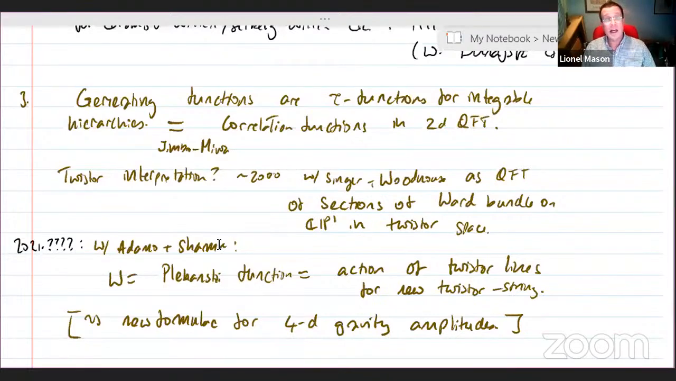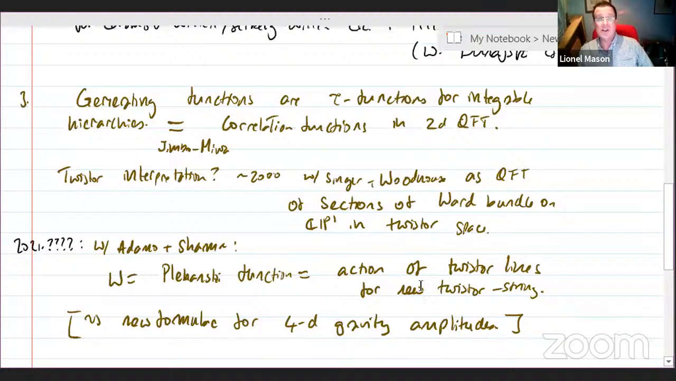So it turns out that the Plebanski function, you might have thought, is a function on spacetime. Each point in spacetime corresponds to a Riemann sphere in twistor space. So you might have thought that the Plebanski function might have something to do with the action of that Riemann sphere. That might have been a guess. But the question is, the action of what theory?